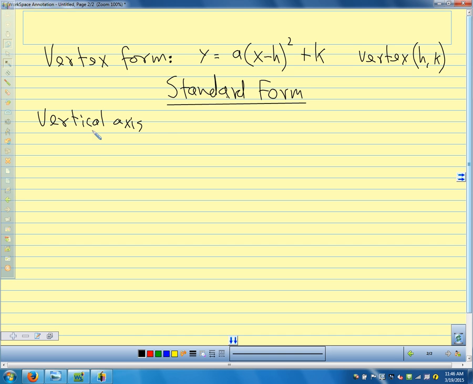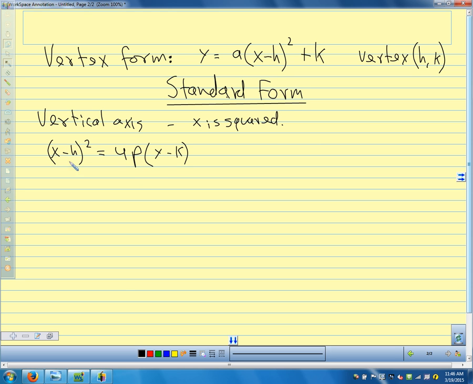So our parabola is going to be opening up or opening down. When we have a vertical axis, the x part is squared. So I'm just going to say x is squared. Our standard form is (x minus h) squared equals 4p (y minus k). And we'll talk about what this p value tells us in just a minute.